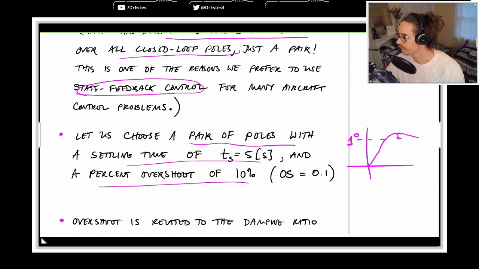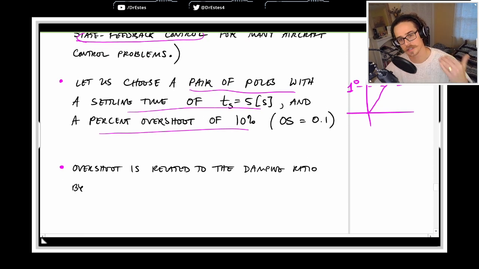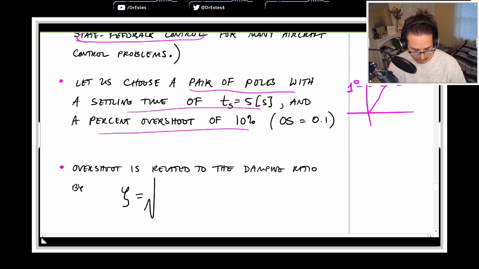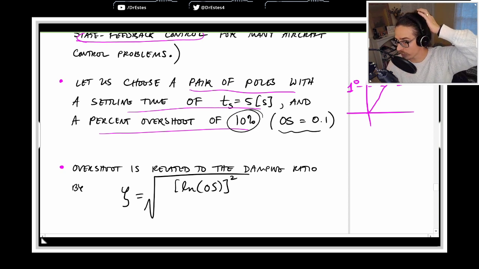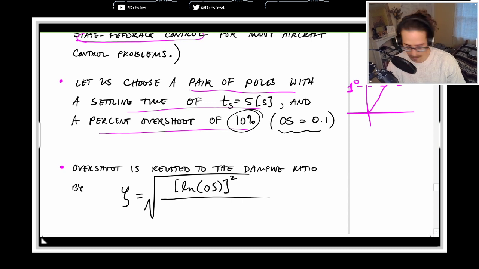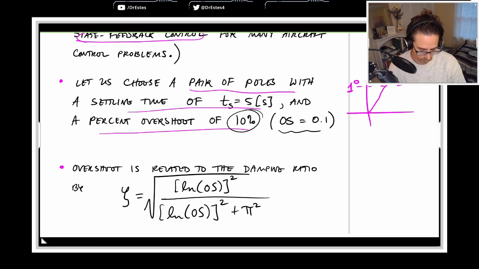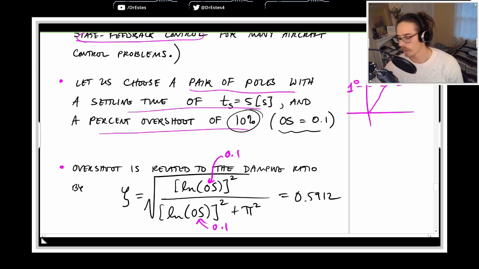Okay, we're just going to derive these. Overshoot is related to the damping ratio of a system. So here's the formula. Your damping ratio is the square root of the natural log of the overshoot, that whole quantity squared, divided by the natural log of the overshoot squared plus pi squared. If I have 10% overshoot, we have this variable, which I'm calling OS. You set that equal to 0.1, just converting it to ratio form. If you plug in 0.1 there, the damping ratio you need for 10% overshoot is 0.5912. So it's just using that formula.